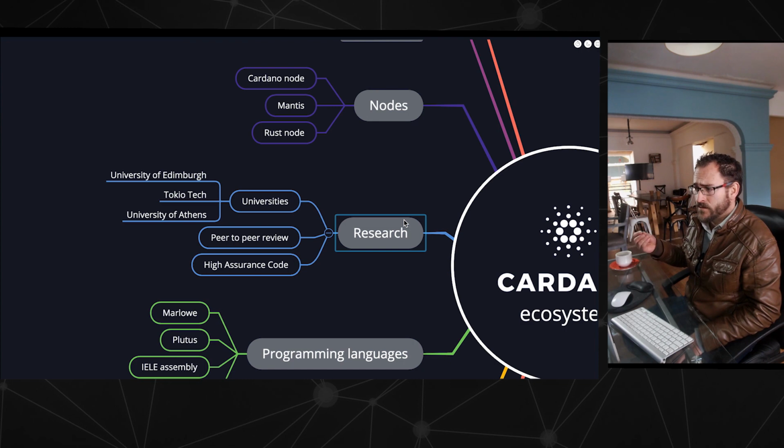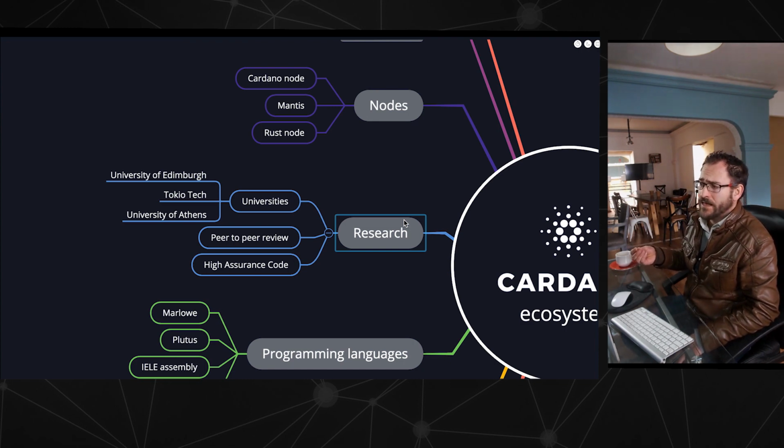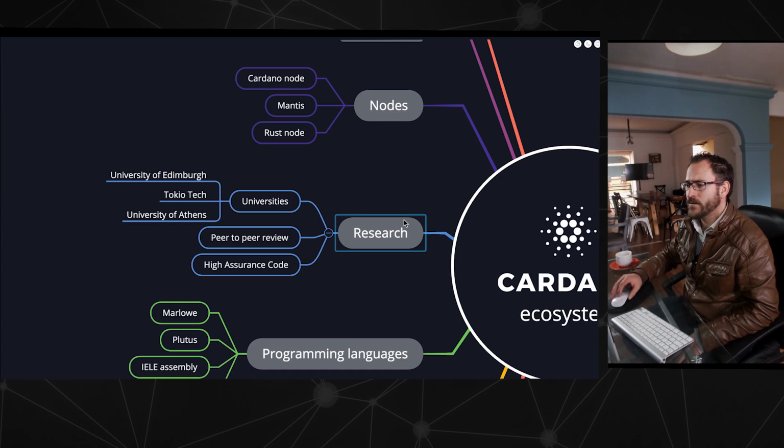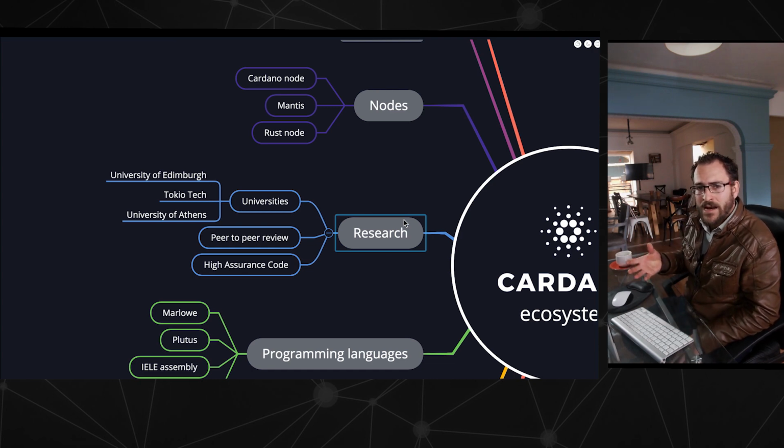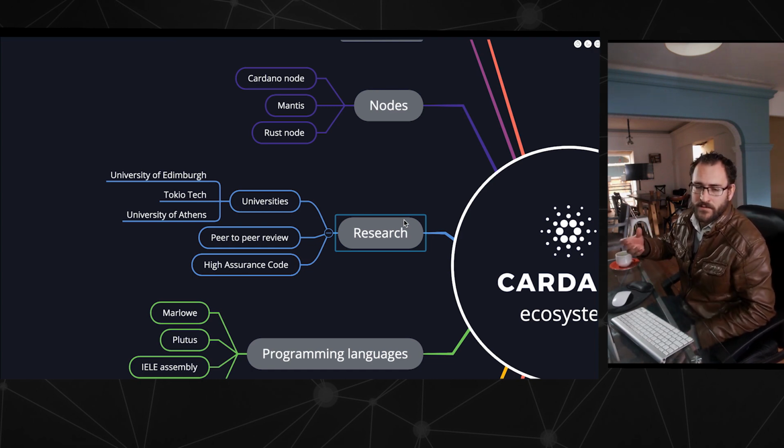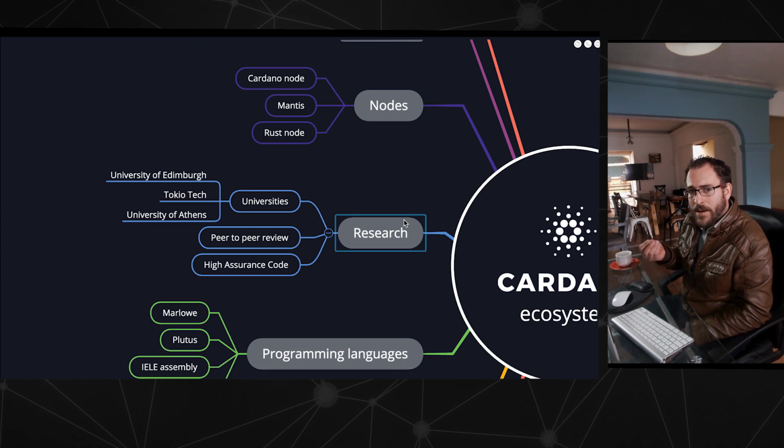So they have links with some of the most influential universities, like University of Edinburgh, Tokyo Tech, University of Athens, University of Illinois, and some others around the globe. So everything they do is very closely related to research. We have, for example, that every single feature, every single aspect of the Cardano ecosystem, of the Cardano blockchain, of the Cardano platform, has passed through a very serious, very rigorous process of peer-to-peer review.